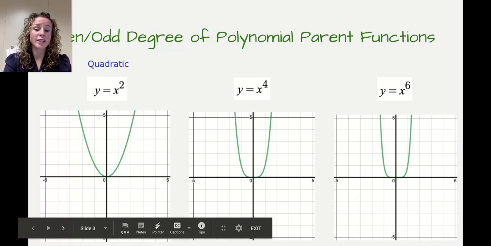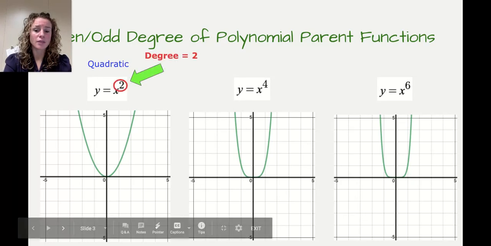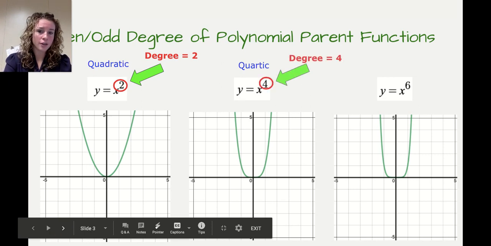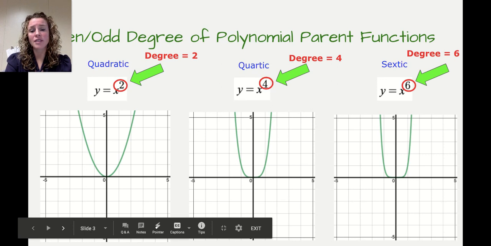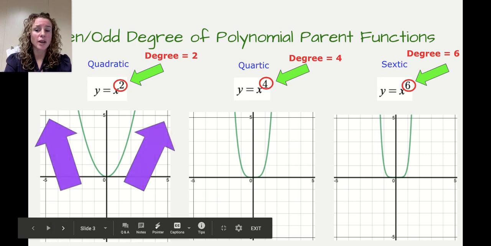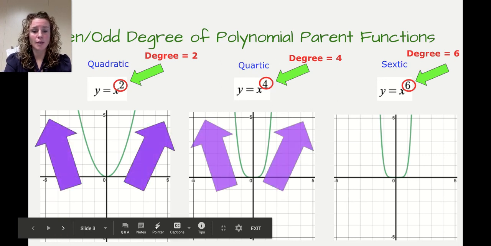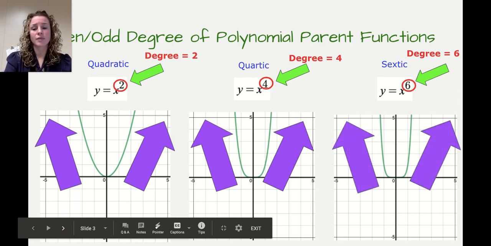Okay, it has a degree of 2. This is our quartic. Think of quarter, 4. Has a degree of 4. And then this one is called a sextic. Has a degree of 6. And notice the end behavior of all three of these functions. As we go right, it goes up. As we go left, it goes up. All three of them go up, whether we go right or left.